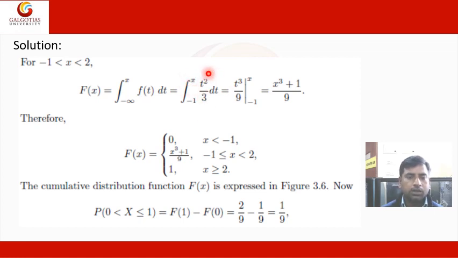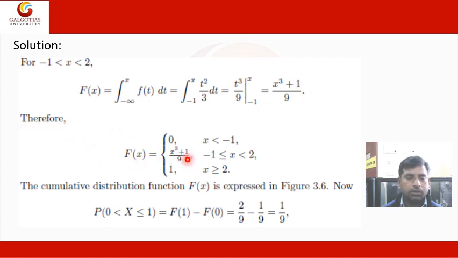So on integrating it, it will give you t cube upon 9, and we will apply its limits. First we apply the upper limit, and after that we apply the lower limit. On applying the limits, we will get the CDF (x cube plus 1) upon 9.